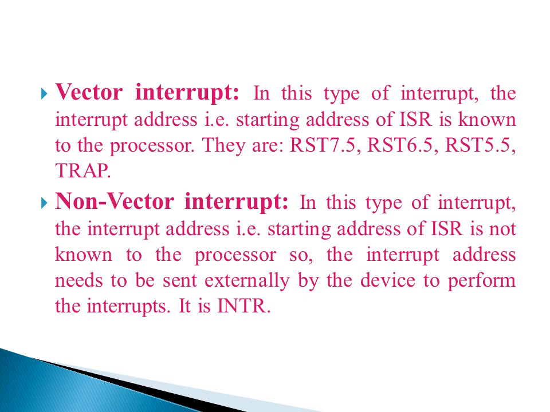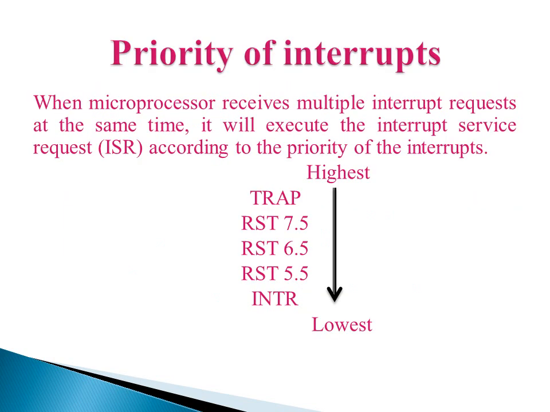In this type of interrupt, the interrupt address, that is the starting address of the interrupt service routine, is not known to the processor, so the interrupt address needs to be sent externally by the device to perform the interrupt. Example of non-vector interrupt is INTR. Now, priority of interrupt. Here we see which interrupt has the highest priority and which interrupt has the lowest priority.